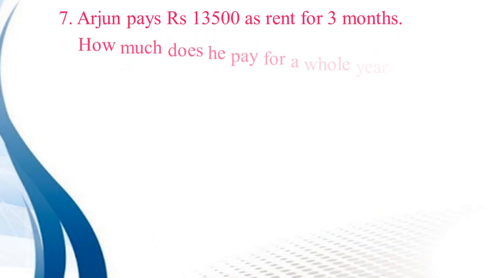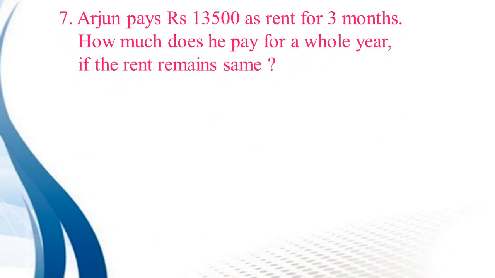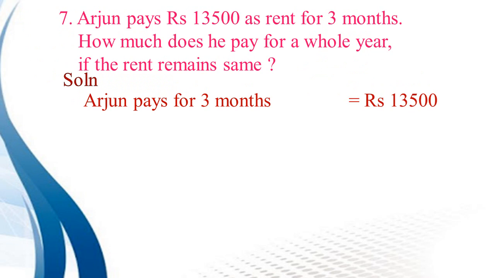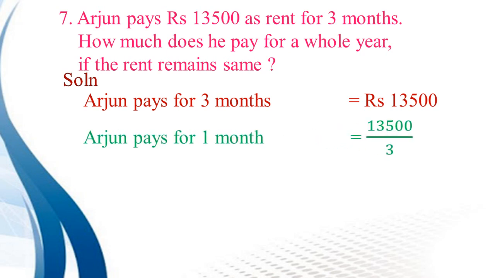Seventh sum, Arjun pays rupees 13,500 as rent for 3 months. How much does he pay for a whole year if the rent remains same? So Arjun pays for 3 months equal to 13,500. Now we want to find for 1 month, isn't it? So Arjun pays for 1 month equal to 13,500 divided by 3 will get 4,500.